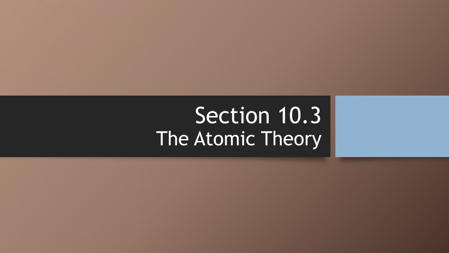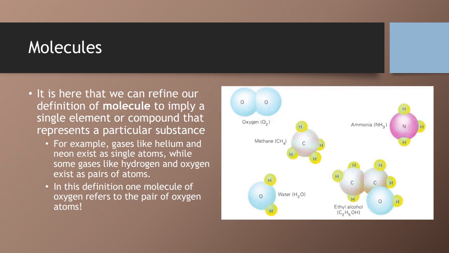In this section, we're going to discuss the atomic theory, which I've alluded to some as we've gone through the last chapter and this chapter. But here we can talk about what a molecule actually is. And we define a molecule to imply a single element or compound that represents a particular substance.